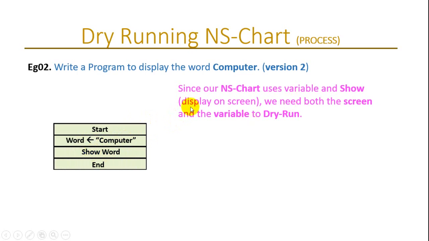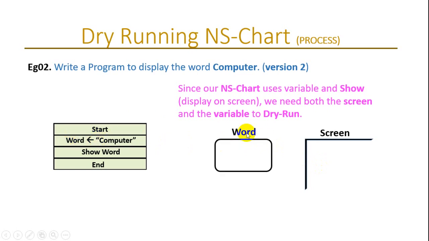Because we have the show and the arrow, we will need the variable and the screen to dry run this. So we have the screen here and we have the variable called word here. Okay, for this dry run. When we start the dry run, again you go to the beginning, start, then go to the next line which says put the word computer in the variable called word. So here you get the word coming. Then you go to the next line which says show word.